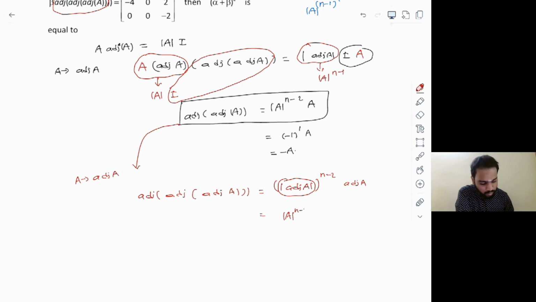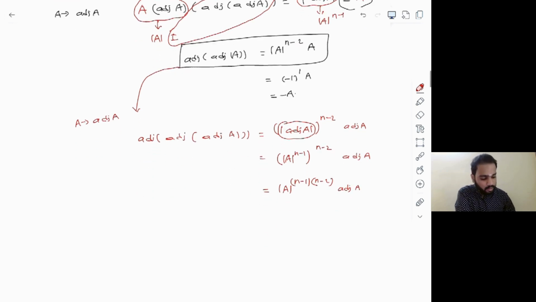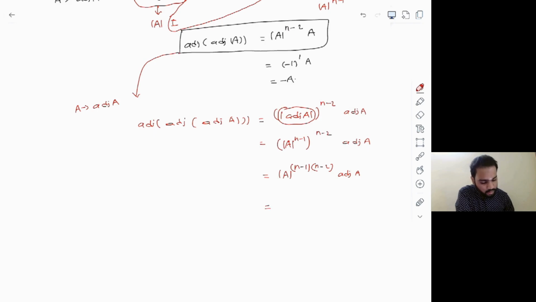That is det A to the power of n minus 1, whole to the power of n minus 2, multiplied by adjoint of A. So finally what we have is det A to the power of (n minus 1) into (n minus 2) multiplied by adjoint of A. And finally, we know what is det A in this case, which is -1 to the power of 3 minus 1 is 2 and 3 minus 2 is 1, and multiplied by adjoint of A. And finally, you get this is equal to adjoint of A in this question here.